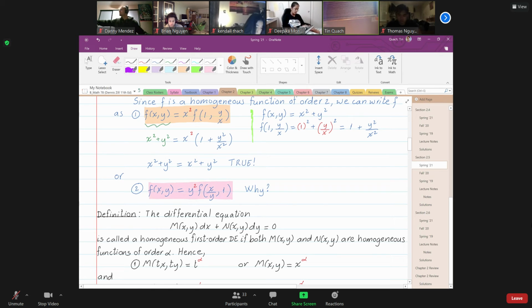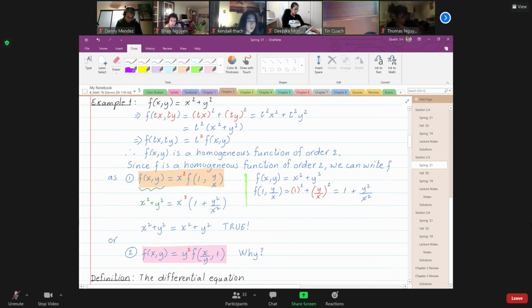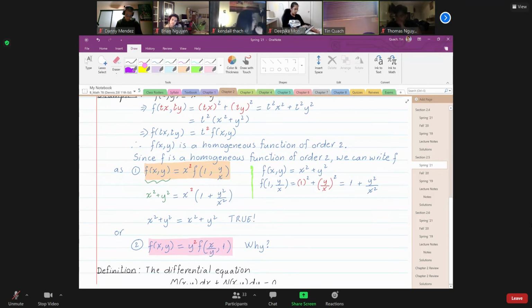The way I remember this is, if I know a function is homogeneous of order 2, then I can rewrite the function by factoring out the x or the y raised to that order. Inside, the x that I factor out becomes a 1, and the other one is just y divided by that x. And here I factor out the y raised to that order, then y is 1 now, and the x is x divided by that y. That's how I remember.